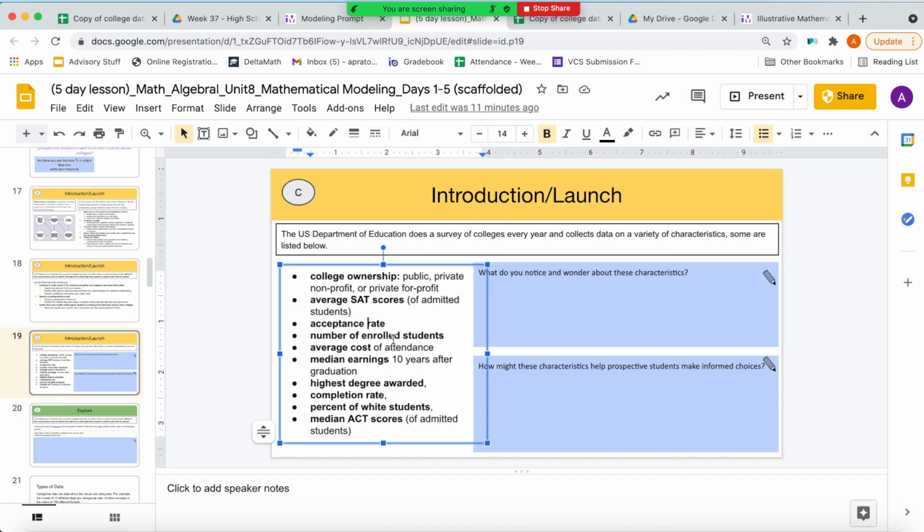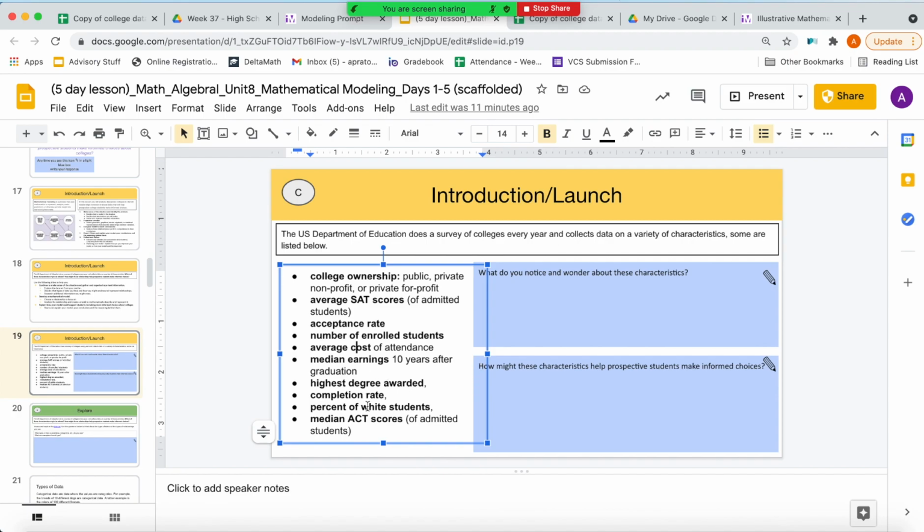Acceptance rate tells you what percent of students are accepted to the school. So out of all 100,000 applicants, 10% are accepted or whatever it is. The lower the acceptance rate, the more competitive it is. If I'm only accepting 5% of all my applicants, I'm going to be really competitive. If I'm accepting 75% of all of my applicants, most kids are going to get into my school. Number of enrolled students is just the number of students that attend the school. It could be a smaller school, like 1,000 students. It could be a huge school, like 20,000 students.